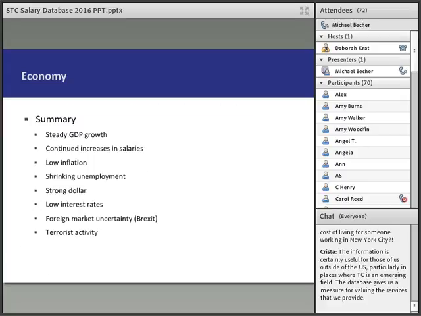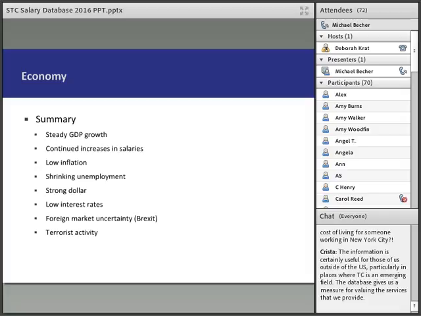So just to give a quick summary of the economy, we've seen steady GDP growth the last 5 years and projected into this year. Again, we saw continued increases in salaries. Everything was about 3%, depending, no matter what the job type was, across all industries, all professions. We've had very, very low inflation. Again, I think it was about 1.5% for this year after a -1% last year. We see shrinking unemployment, which is always good, makes finding a job easier, makes transitioning jobs easier.